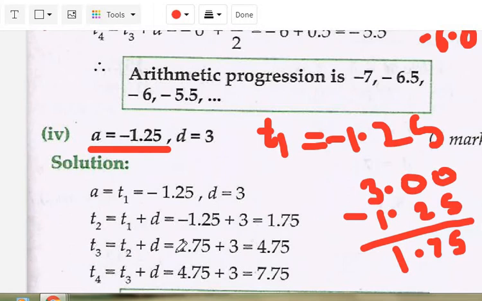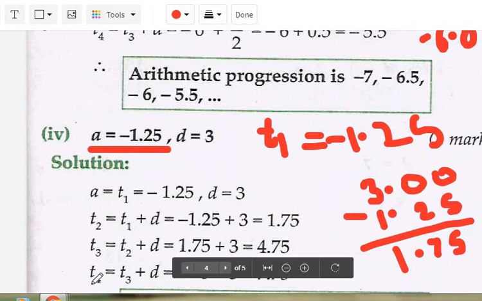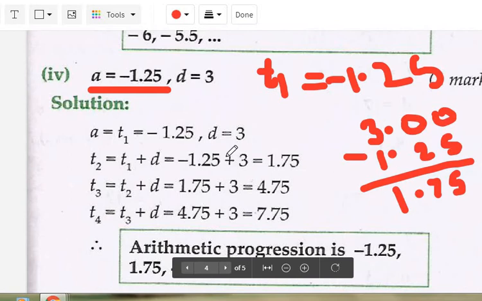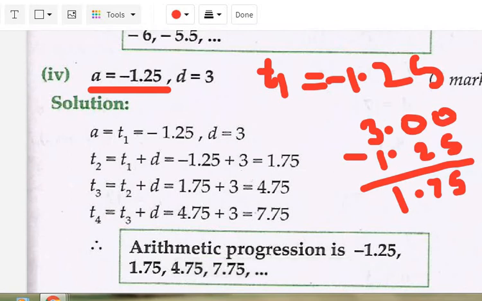Again t3 is equal to t2 plus d. t2 means 1.75 plus d means 3. Now this is very easy, 1.75 plus 3 is 4.75. Again t4 is t3 plus d. t3 is 4.75 plus d is 3. Now 4 plus 3 is 7.75, and therefore the arithmetic progression is: first term is minus 1.25, then 1.75, 4.75 and 7.75 and so on. Dot dot means so on.